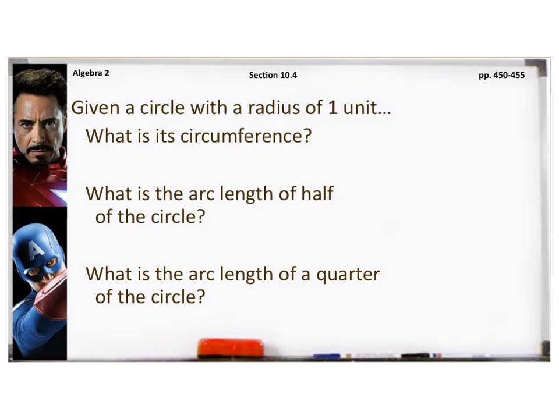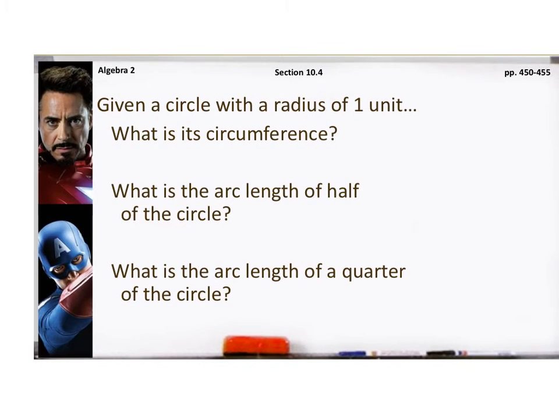Given a circle with a radius of 1 unit, what is its circumference? Remember that the formula for circumference is pi d. If the radius is 1, the diameter is 2. So the circumference is going to be 2 pi.